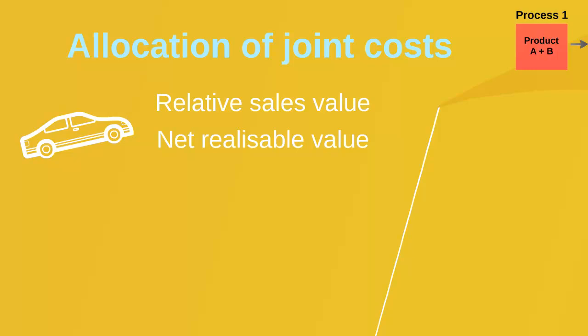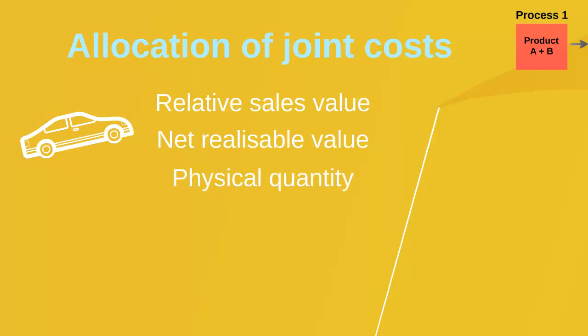So again, using the example of petrol and diesel, petrol being sold for £1 and diesel being sold for 90 pence. If we took off the costs, and let's say we had costs of 10 pence for diesel and costs of 20 pence for petrol, then they would both have a net realizable value of 80 pence and therefore could be apportioned costs evenly.